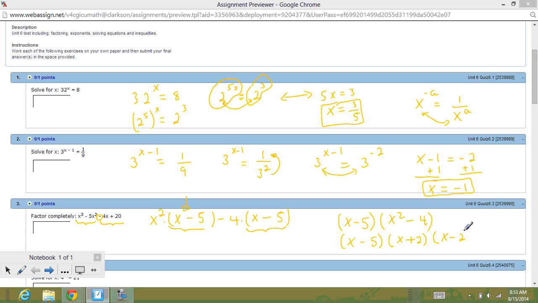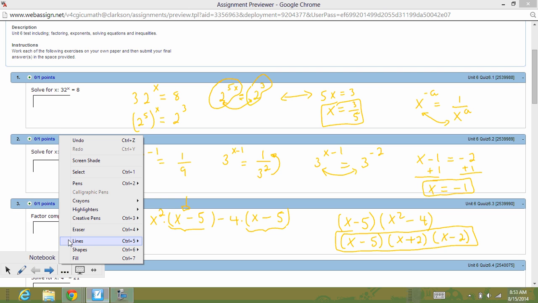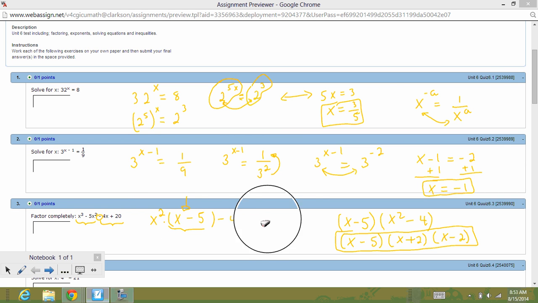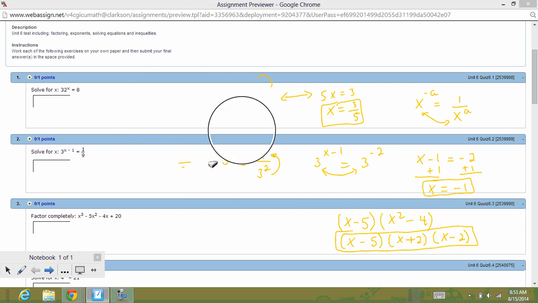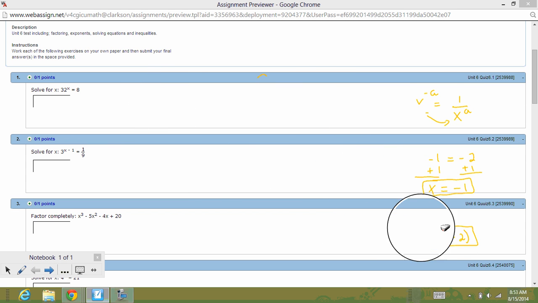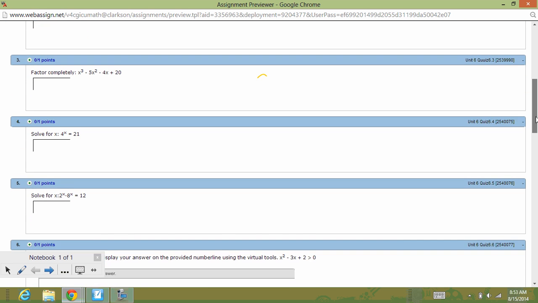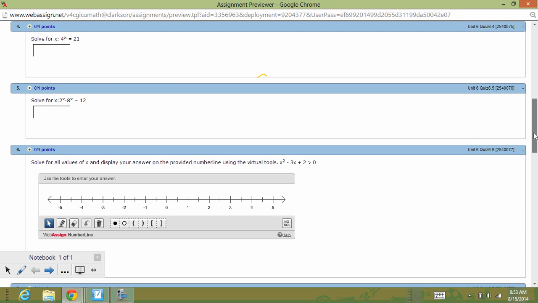And so that's the answer we were looking for on that. That's completely factored now. And so factoring, of course, is a big part of calculus, and sometimes we see a weakness there. So I'll get rid of these writings and then slide down the page and take a look at our next bunch.